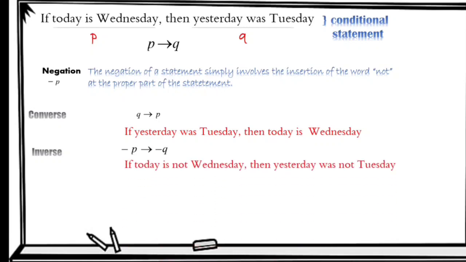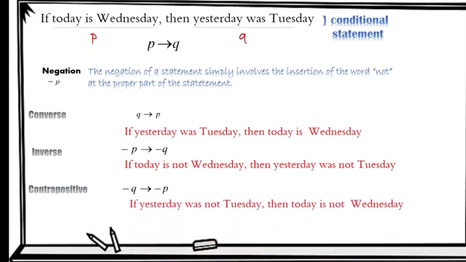Next is the inverse. The inverse is denoted by "if not P, then not Q." So, for the statement we had before, the inverse is: if today is not Wednesday, then yesterday was not Tuesday. Then, the last one is the contrapositive. The contrapositive is denoted by "if not Q, then not P." So, for the statement we had before, the contrapositive is: if yesterday was not Tuesday, then today is not Wednesday.